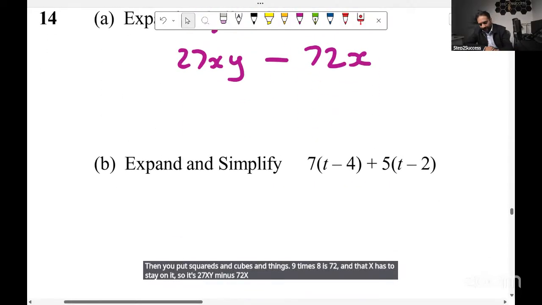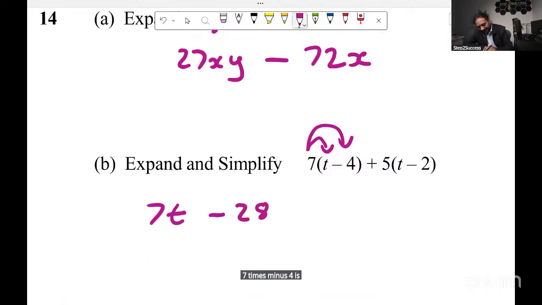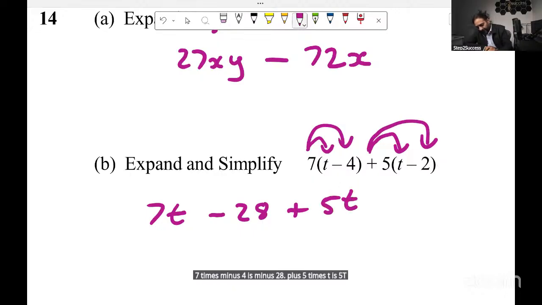Expand and simplify. Long again. 7 times t is 7t. 7 times minus 4 is minus 28. Plus 5 times t is 5t. And 5 times minus 2 is minus 10.